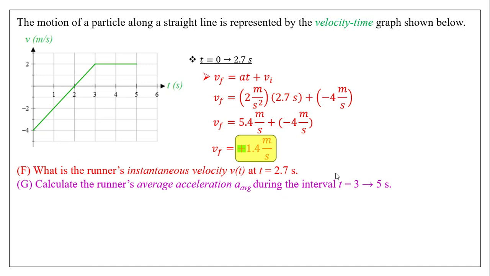However, if you look at things carefully, instead of going from 0 to 2.7, I would prefer to go from 2 to 2.7 seconds. The reason I want to go from 2 to 2.7 seconds is because if I look at the graph, at 2 seconds, the object's velocity came to a stop. So at 2 seconds, its instantaneous velocity is 0. Now, why would I want to choose 2 seconds and go to 2.7 seconds? Because it just makes my life easier, and there are fewer mistakes that can happen.